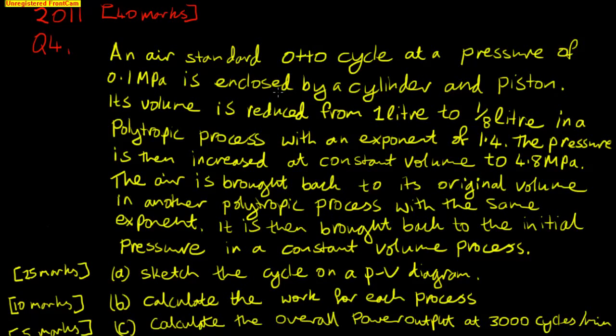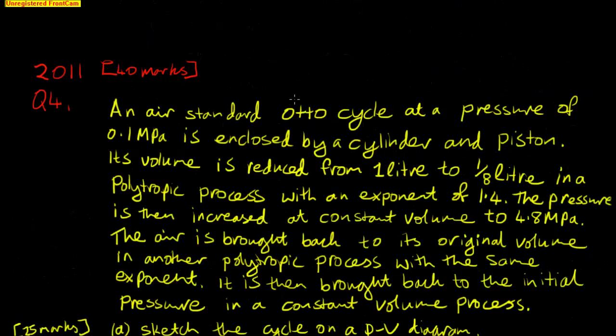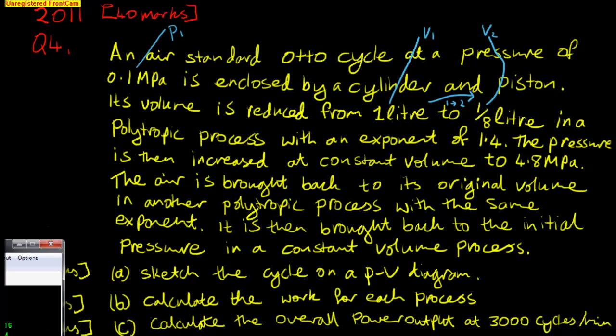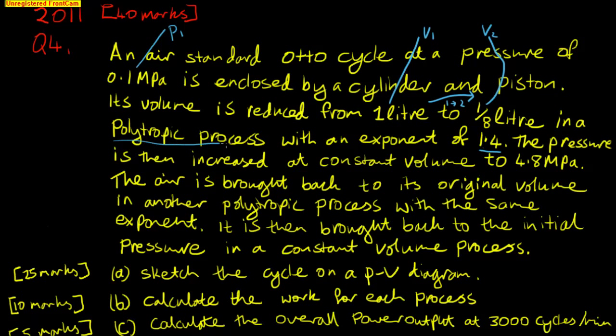Okay, so this is a question from 2011, question 4, and it's worth 40 marks. An air standard Otto cycle at a pressure of 0.1 megapascals, which is our pressure 1, is enclosed by a cylinder and piston. Its volume is reduced from 1 litre to 1/8 of a litre. So 1 litre is our volume 1 and 1/8 of a litre is our volume 2. This occurs in a polytropic process with an exponent of 1.4.